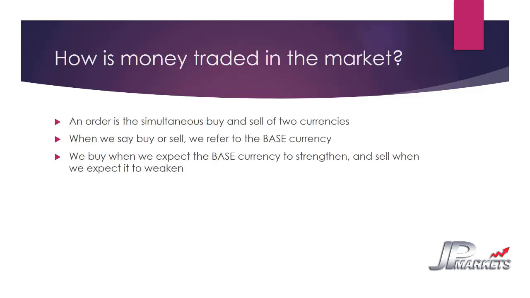So how is money traded in the market? Well, like we said before, it's a simultaneous buy and sell of 2 currencies. For example, the euro dollar. We don't worry too much about the second half of the transaction because the broker is going to be doing all of that for us, so we usually just use the term buy or sell when we're referring to the base currency, being the one on the left.